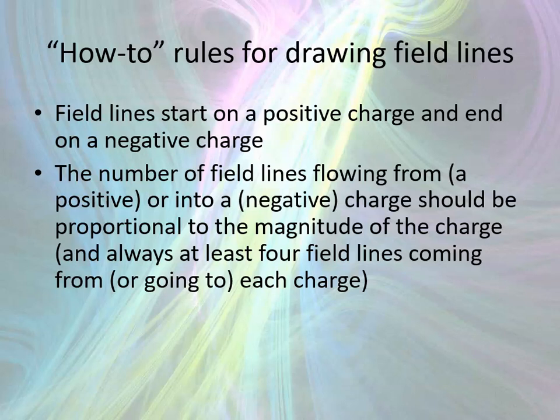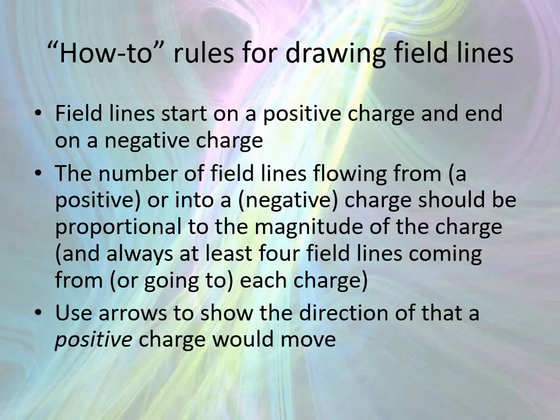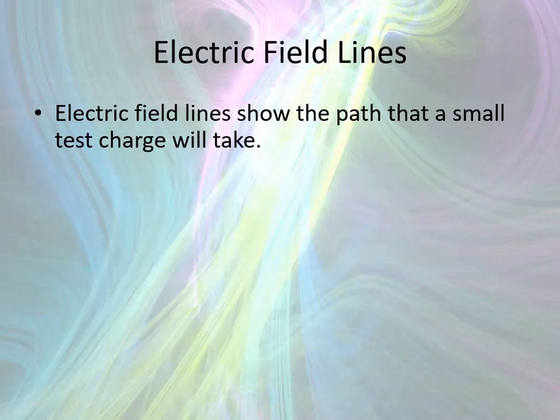For example, if you have several charges around, one has a magnitude of 1 and the other has a magnitude of 2, the charge with a magnitude of 2 should have twice as many field lines going into it or out of it as the charge with the magnitude of 1 has. And you will use arrows to show the direction that a positive charge would initially move if it was released from rest. Again, we're talking about initial directions, in other words, the direction of the force. So, electric field lines show the initial path that a small test charge would take.